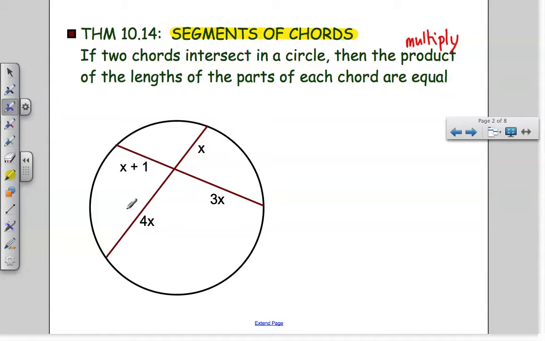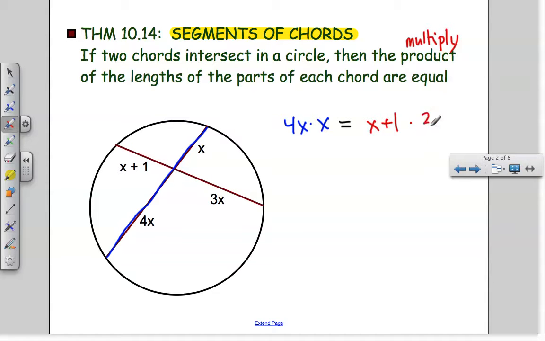So I'll look at my first chord. How about I do this in blue, actually? Multiply the two parts, so 4x times x. Okay, and that should be equal to the product of the parts of the other chord. Here I have an x plus 1 and a 3x for the two parts. Now, hopefully if I write it like this, you'd tell me I'm doing something wrong because I'm doing x plus 1 times 3x. This is a quantity, there's addition there, so I've got to have parentheses.